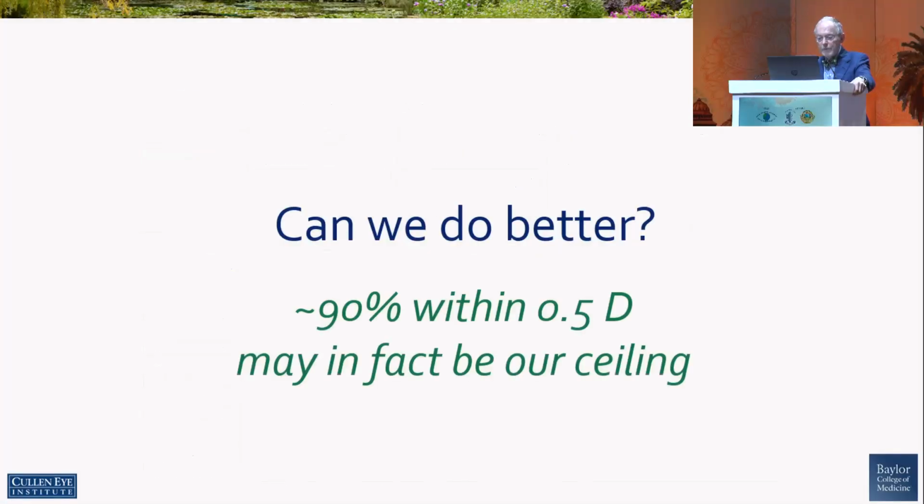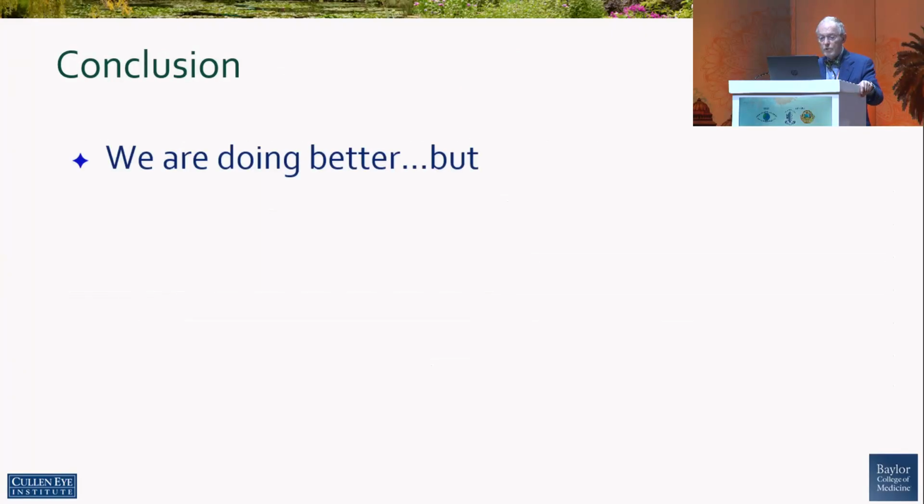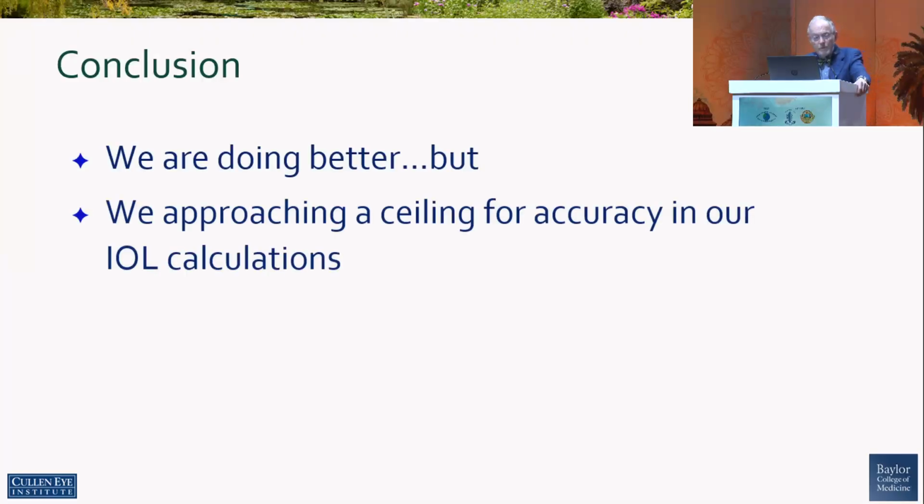So, can we do better, or is 90% within a half diopter truly our ceiling? One other cause of error is manufacturing accuracy, and these are kind of crazy numbers if you look at them. The ISO requires, for example, if you go from 15 to 25, a tolerance of plus or minus 0.4 diopters. Now, we know the manufacturers do better than that, but they're not held to very stringent criteria, and those numbers are pretty dismaying. So in conclusion, we're doing better, but we're really approaching a ceiling for accuracy in our calculations.